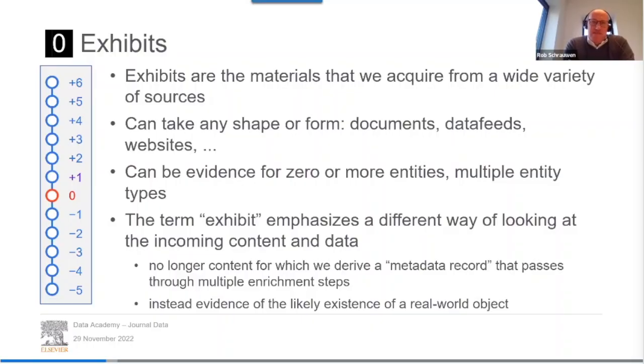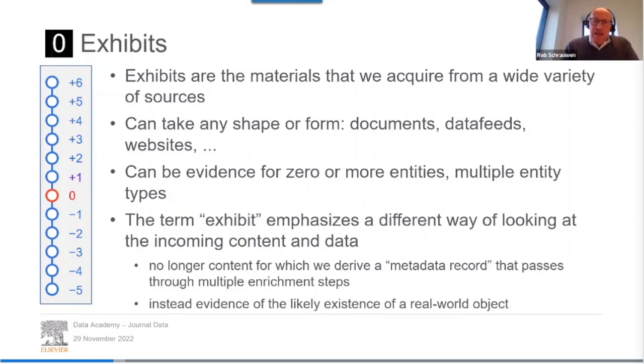So exhibits, what are they? Those are the materials that we acquire from a wide range of sources. We can get them from websites, we can get documents, XML documents, PDF files, Word documents, anything that might be useful to give us information about the entities that we need to have in our research data platform. And the research data platform, as I said, is there to build a representation of the world of research. So for a large part, the documents will be journal articles or scientific output, research output that researchers produce.